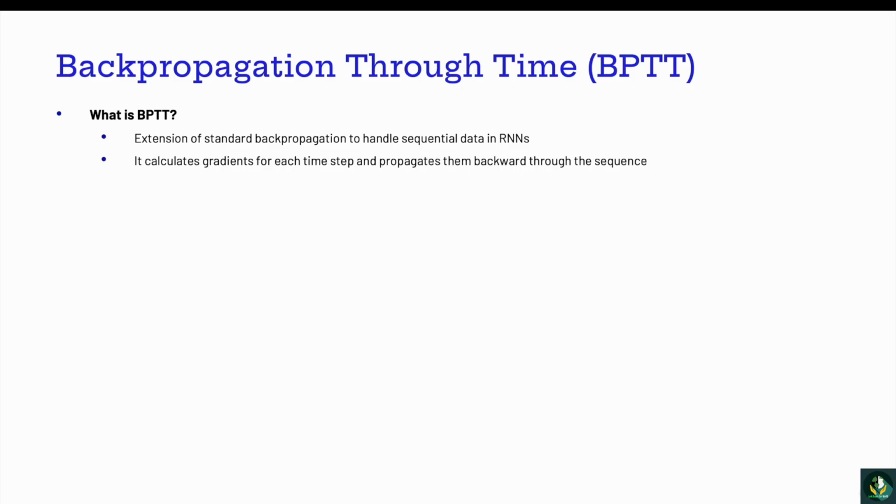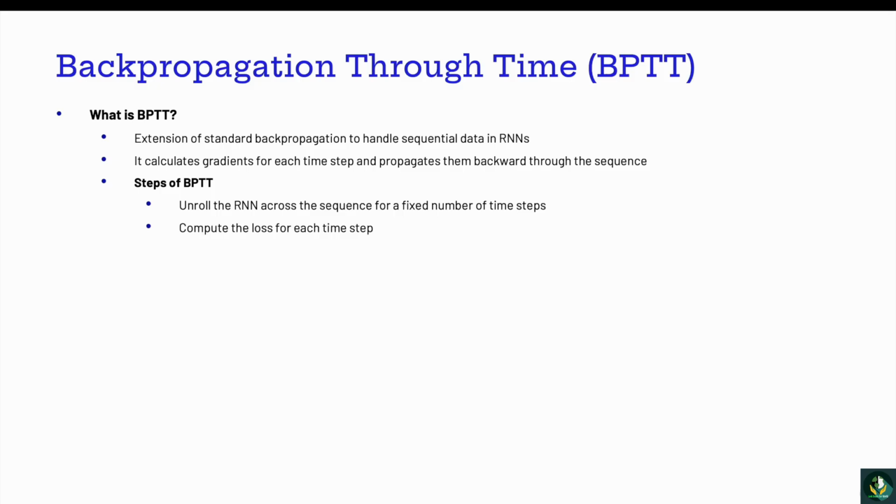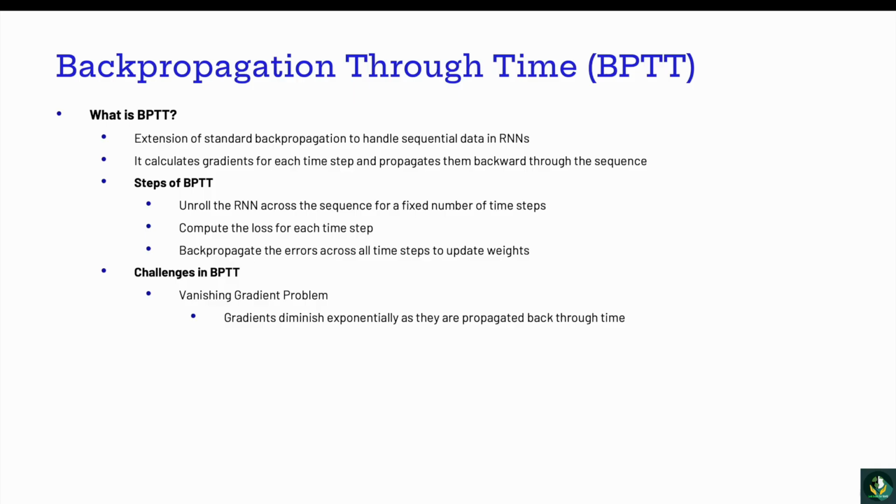It calculates gradients for each time step and propagates them backward through the sequence. Steps for BPTT include: unroll the RNN across the sequence for a fixed number of time steps, then compute the loss for each time step, then backpropagate the errors across all time steps to update the weights. Challenges in BPTT include first the vanishing gradient problem. Gradients diminish exponentially as they are propagated back through time. This leads to difficulty in learning long-term dependencies.